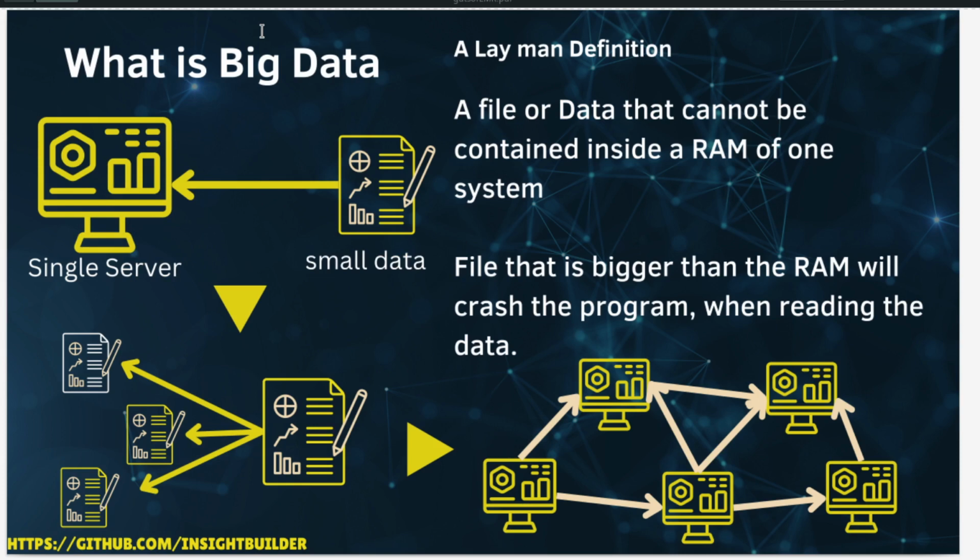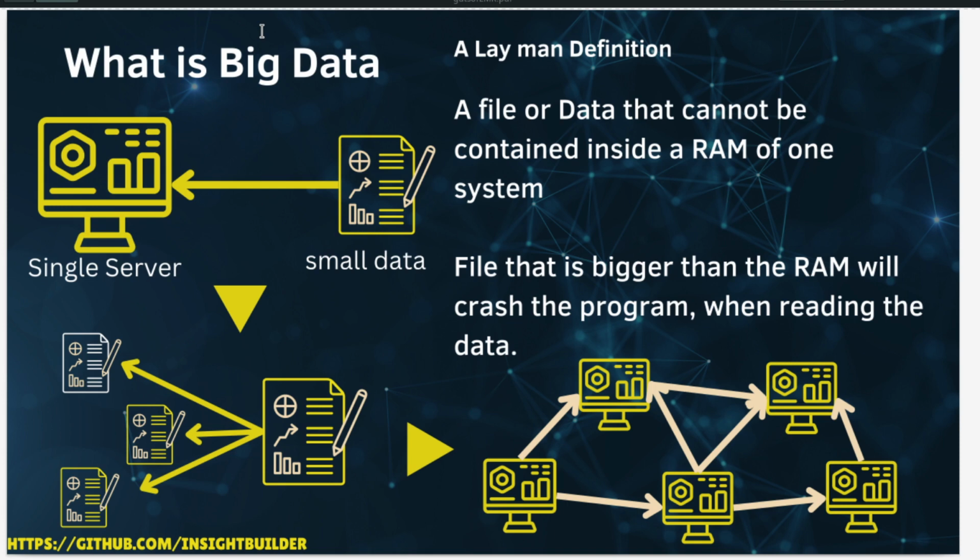What is big data? If a file is bigger than the random access memory inside your server, and you are trying to process that big file, the script that is processing the file will crash. It could be a Python script or any other bash script; it will crash. In that case, what can we do?